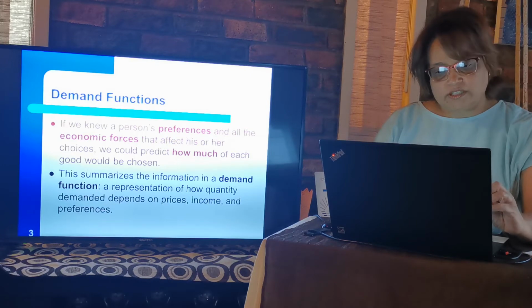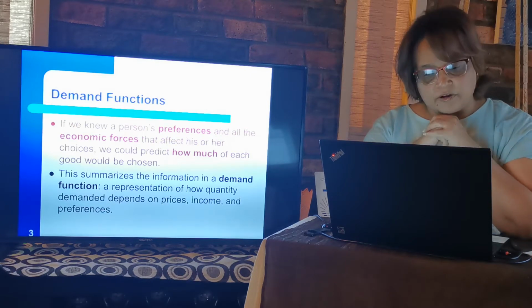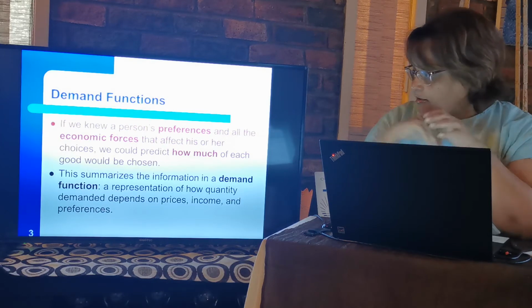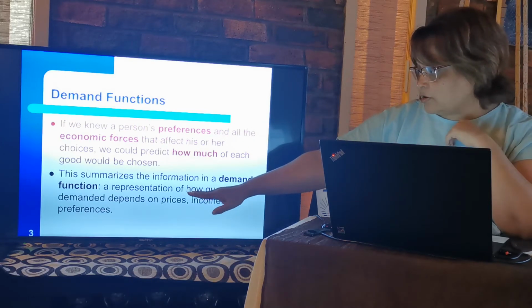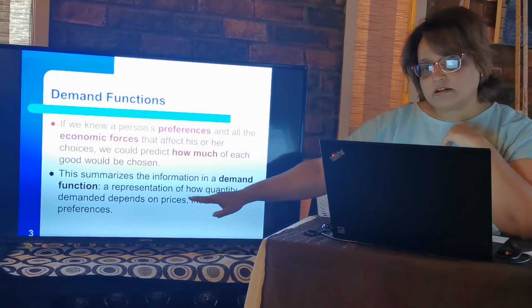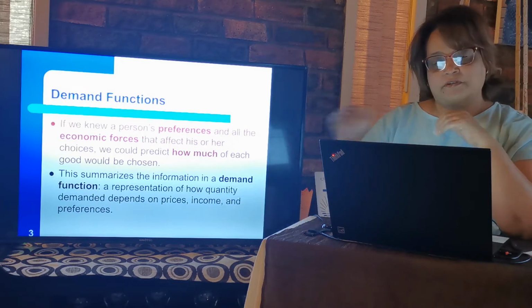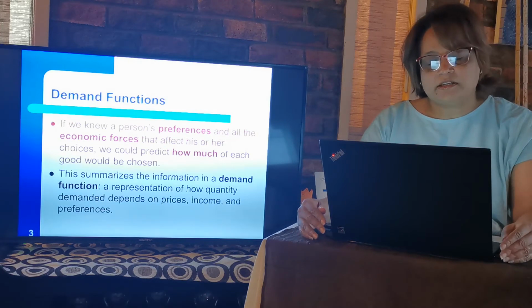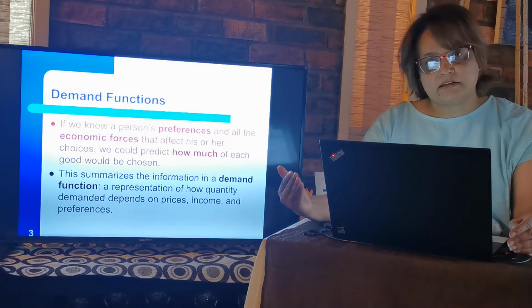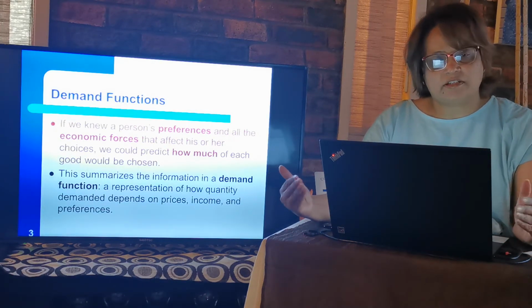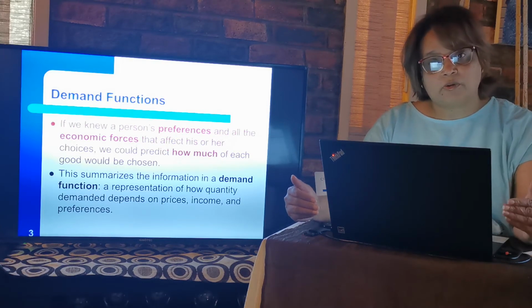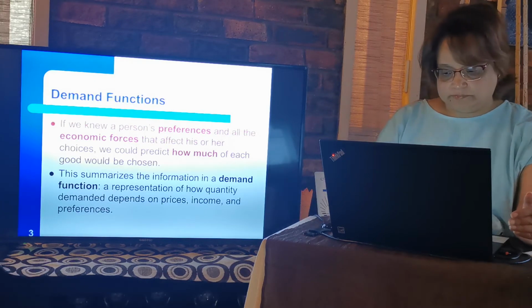This chapter would summarize the information in the demand function: a representation of how much quantity demanded depends upon the prices, the income, and the preferences. So again, we spoke about preferences: taste, value systems, cultural diversity. We spoke about income, the budget line, and we spoke about prices, how they affect what you will buy and how you will buy it.